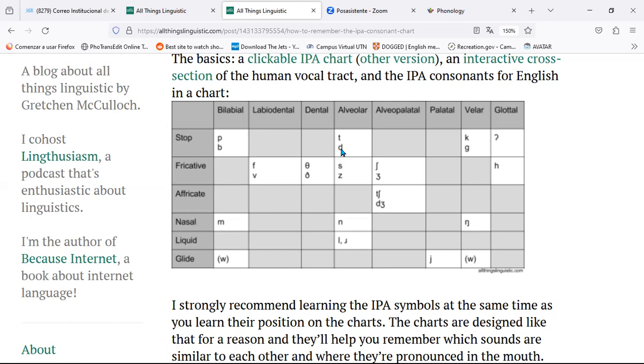the final sound is an S, and the S is going to be a voiceless sound. See, it's on the top. So the past tense of the verb trace would be traced.